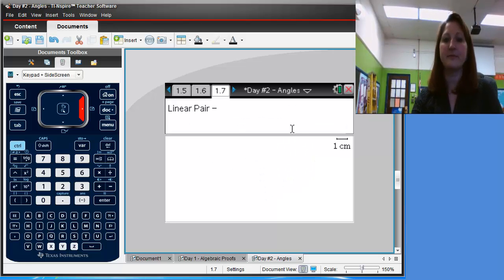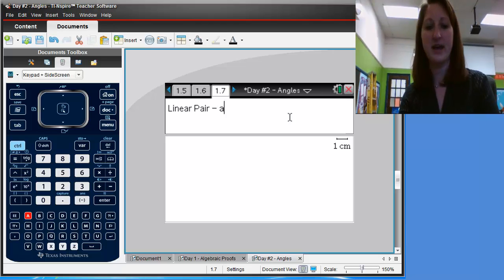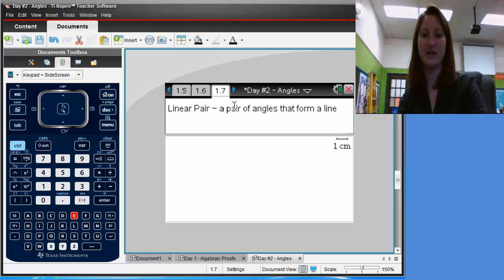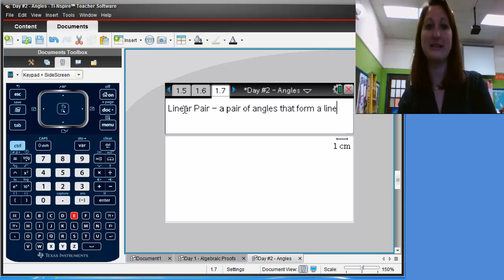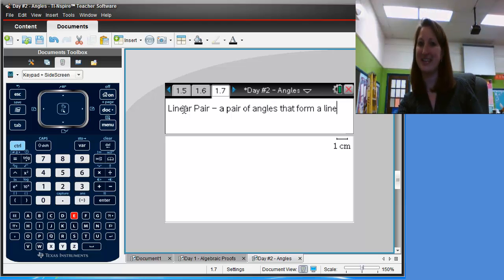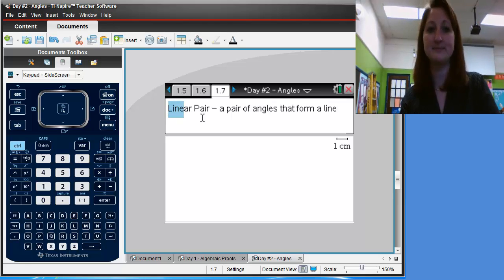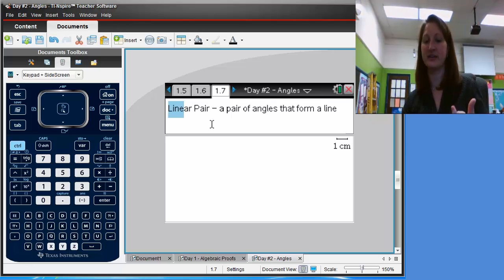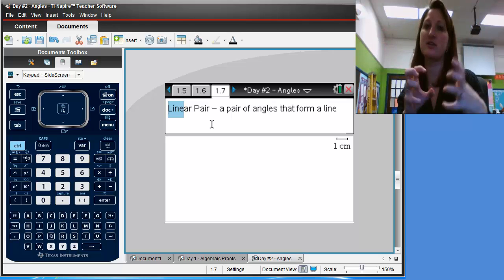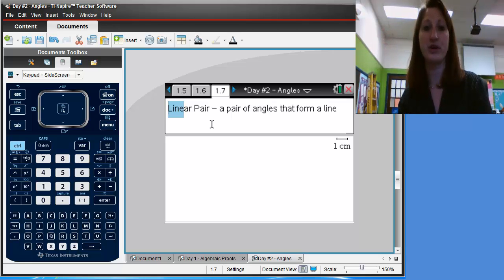Alright, linear pair. That is a pair of angles that form a line. If you haven't seen it before, anytime you see the word linear, it means line, and line is hidden in linear. So every time I see linear, I think about line. Line is kind of the first part of that word. So a linear pair is a pair of angles that form a line.